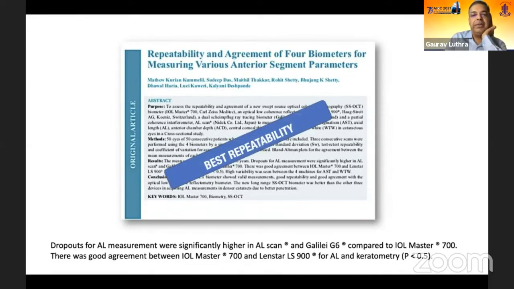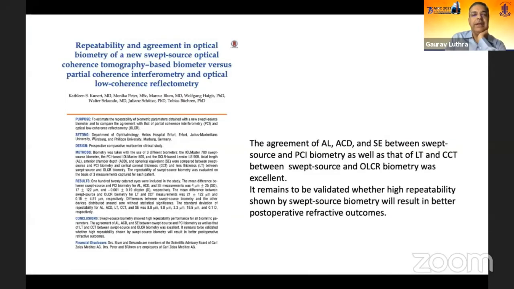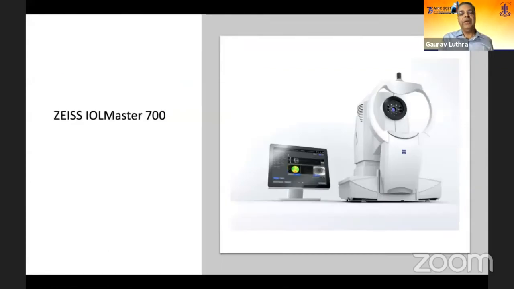So pretty comparable there. And then there's another study, which was again trying to look at the repeatability of different optical biometers, comparing the swept source. Again, the agreement of the axial length, AC depth, and spherical equivalent between both the PCI and the swept source was excellent. And the OLCR was found to be pretty good. And there, we switch on to the swept source, which is typically the Tomey and the 700.